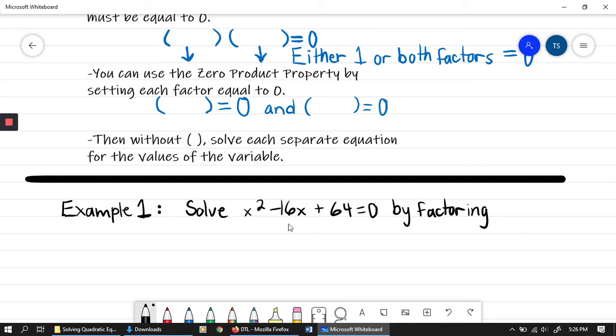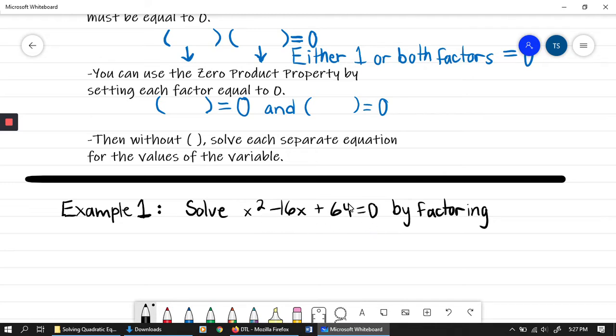If we had to solve this by factoring, the first thing is making sure that one side of the equation is set equal to 0. We've got that, so that part we don't have to worry about. Since one side is set equal to 0, we need to factor the expression that's on the opposite side of that 0.